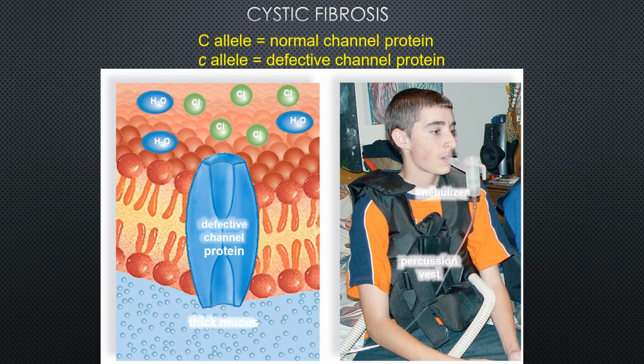Cystic fibrosis is one of those examples of an autosomal recessive disease. So in cystic fibrosis, there is a particular channel protein for chlorine that is defective. And so those who have a homozygous recessive C allele will have cystic fibrosis.